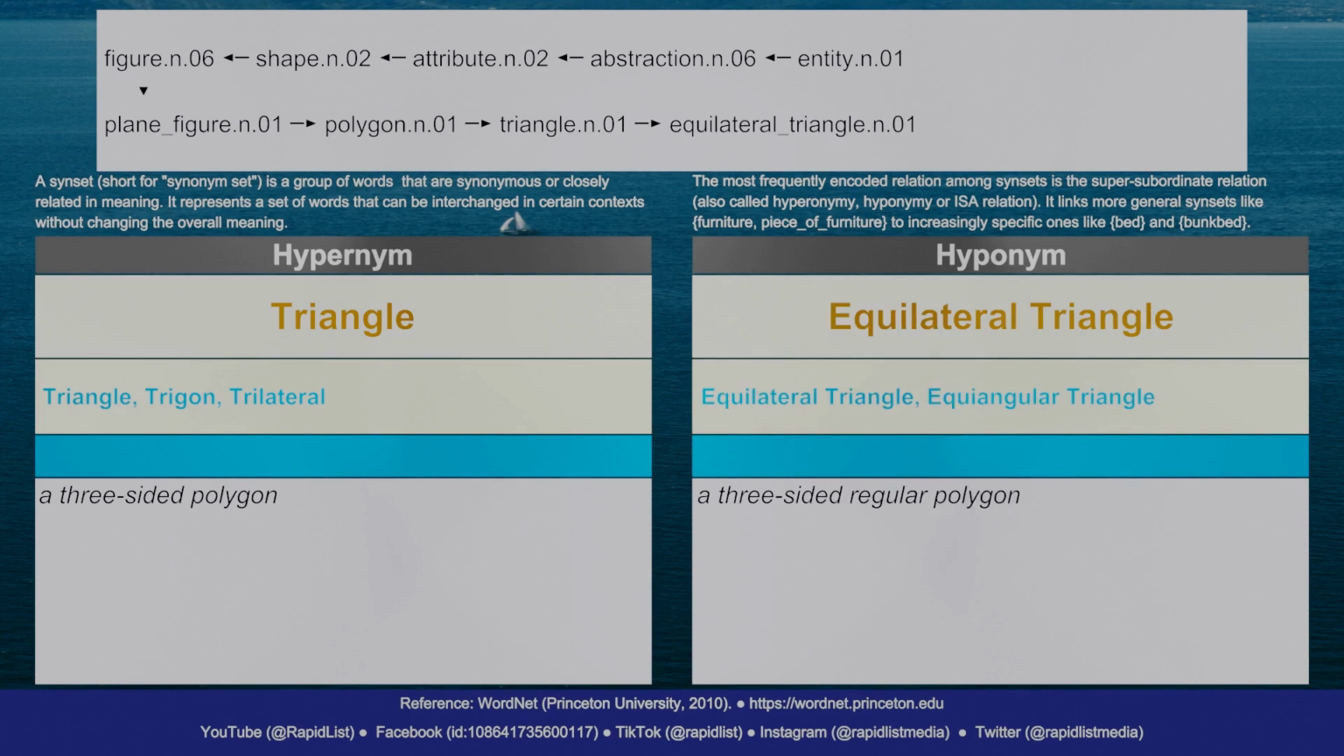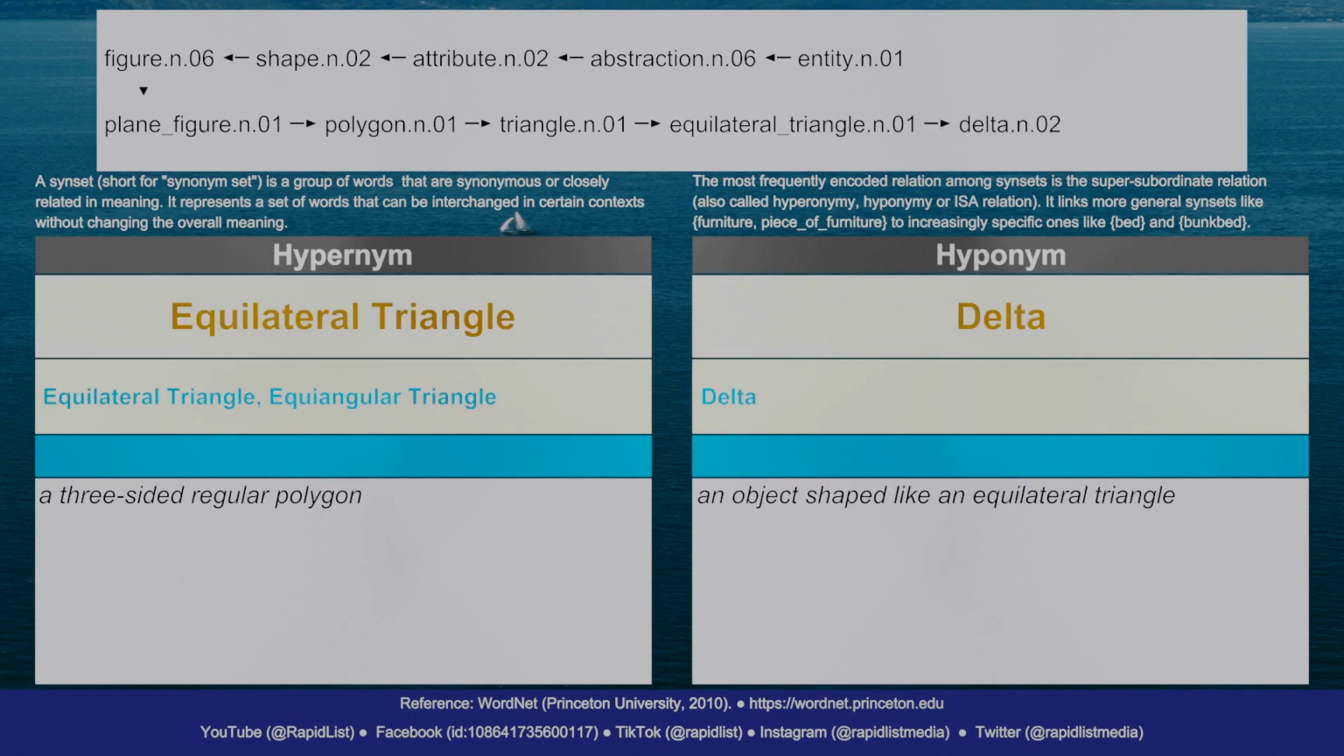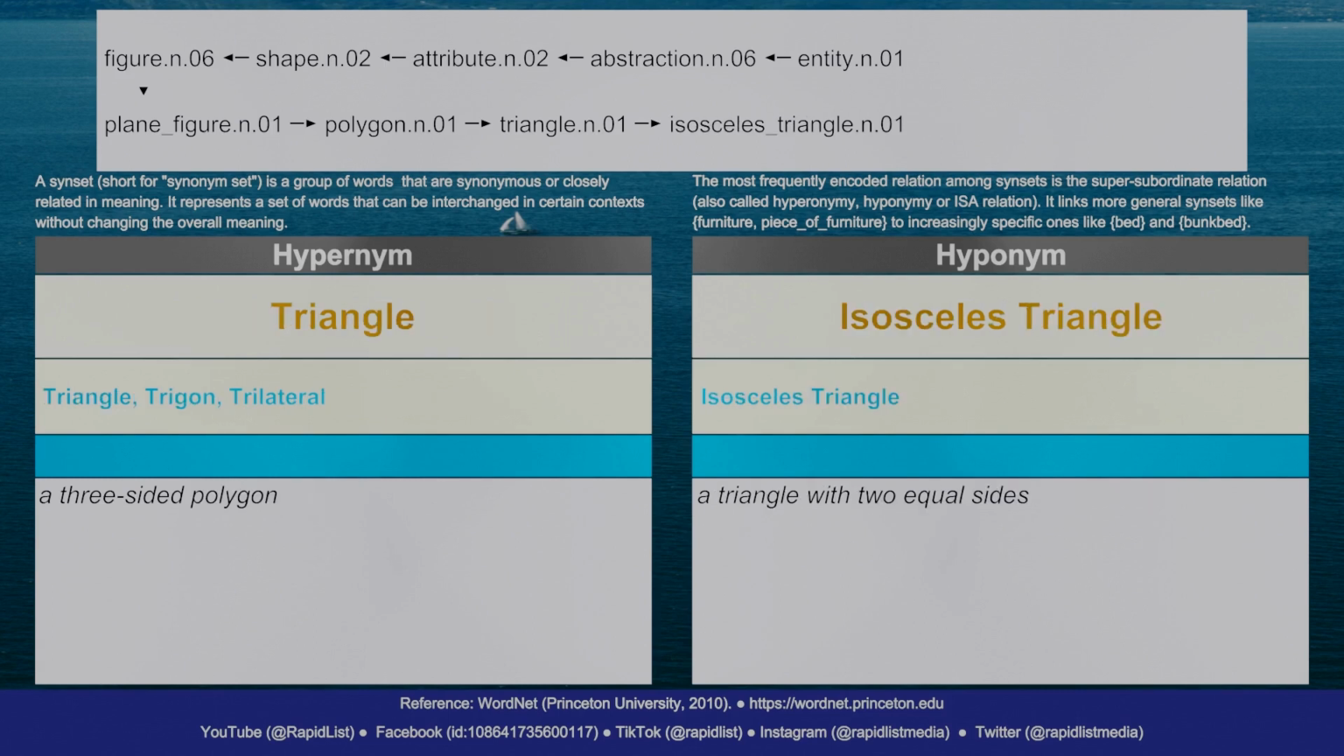Equilateral triangle. A 3-sided regular polygon. Delta. An object shaped like an equilateral triangle. Isosceles triangle. A triangle with 2 equal sides.